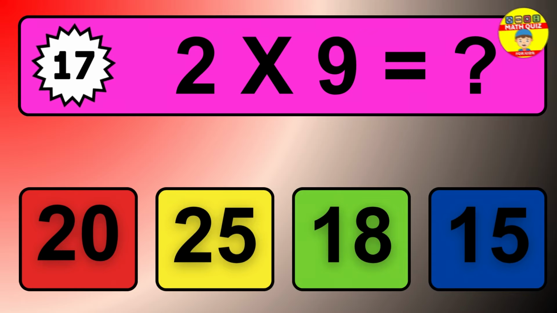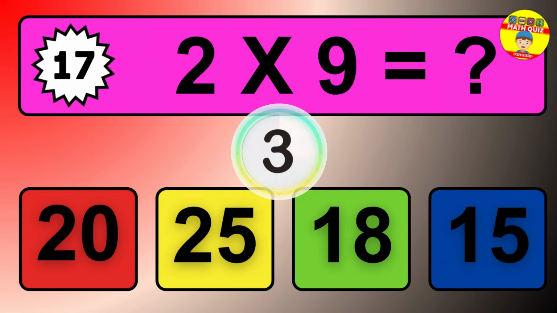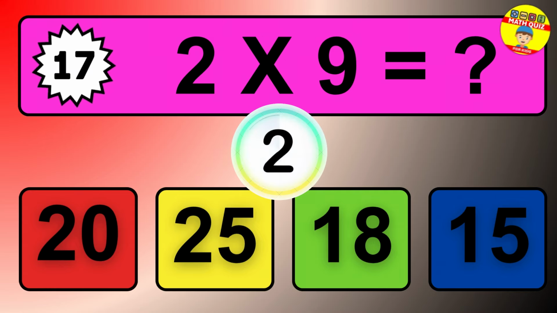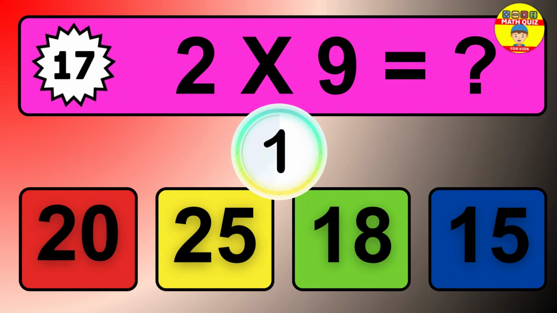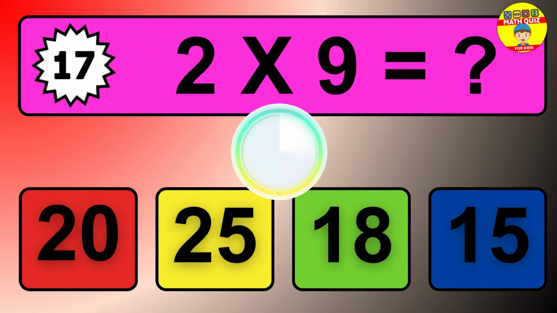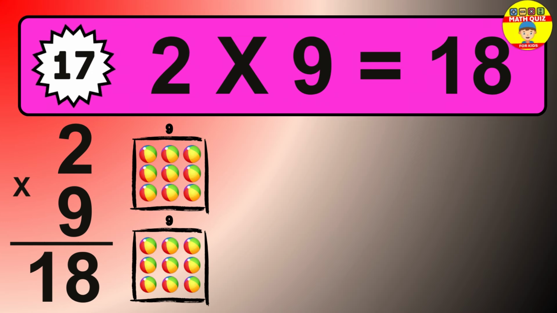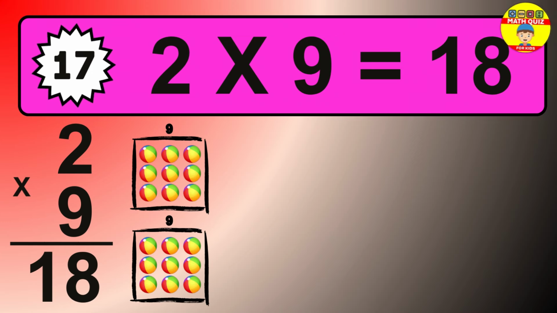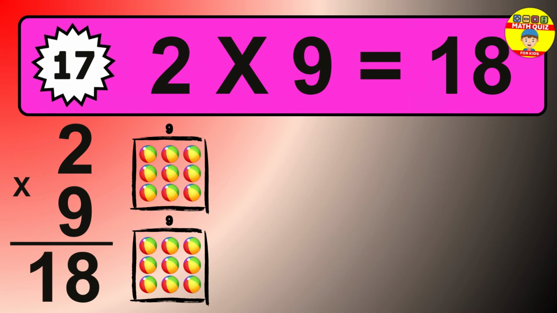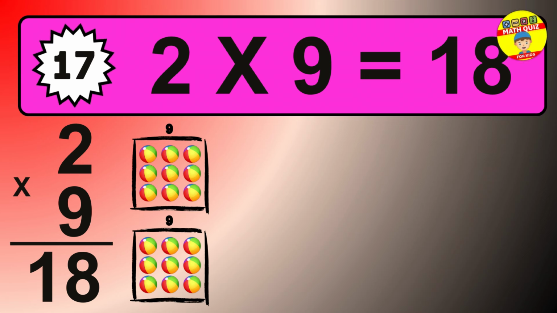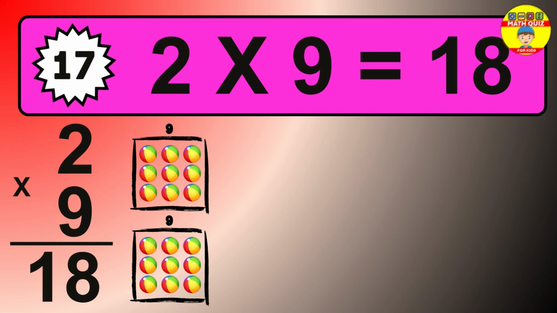Question 17. 2 times 9 equals what? So the answer is 2 times 9 is 18. To calculate, we have 2 groups with 9 balls each one. So how many balls do we have? 18 balls.